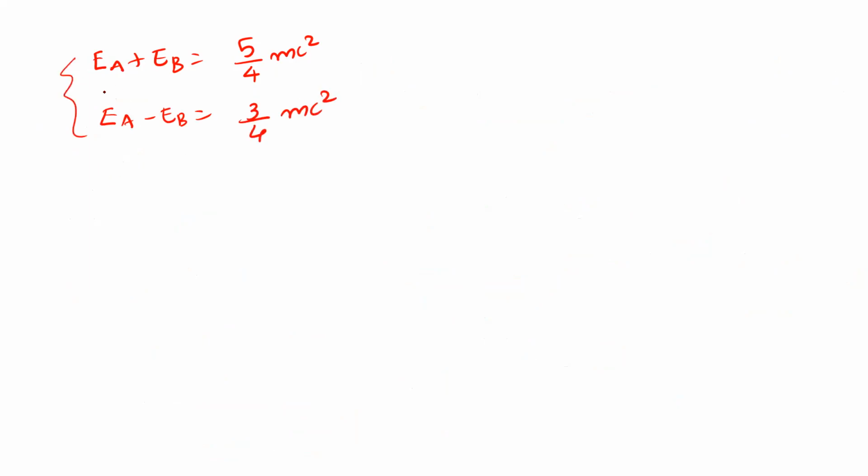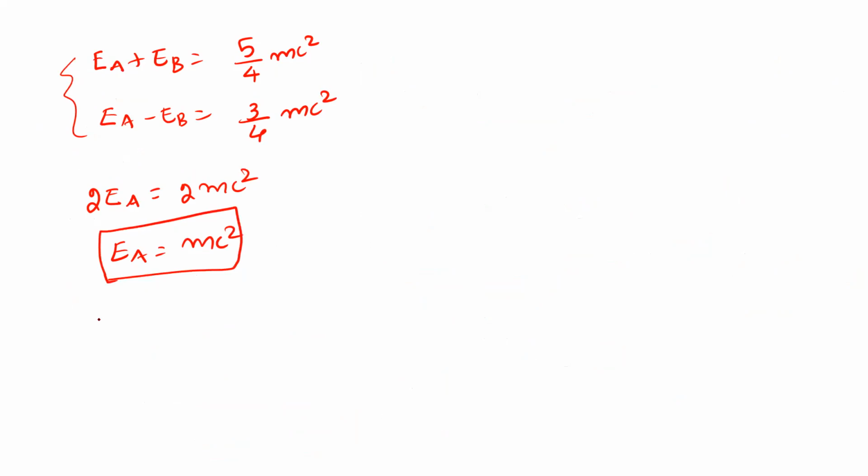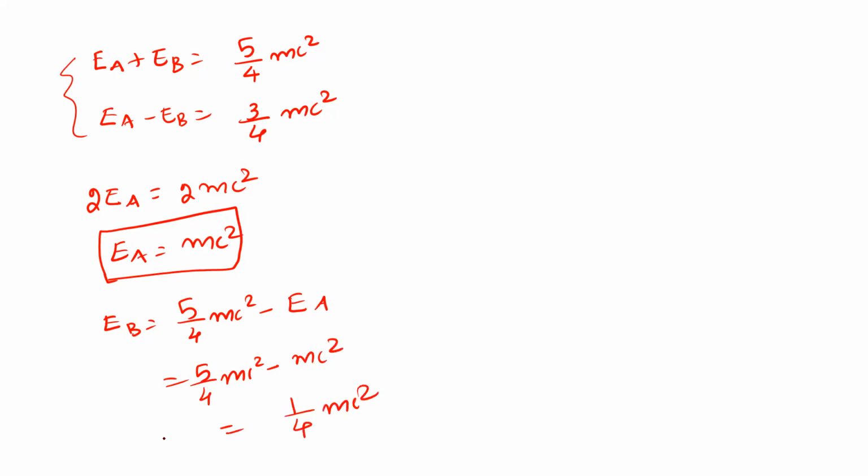Okay, now we have got two unknowns and two equations. We just solve this. For example, you can add these two, and you see that 2EA is equal to 8. So this is 5 plus 3 is 8. 8 by 4, 2 MC square. Or EA is simply equal to MC square. Okay, that's the energy of one photon. What's the energy of the other photon? We just use the energy conservation because we know that EB is equal to 5 by 4 MC square minus EA. So that's equal to 5 by 4 MC square minus MC square. So that's equal to 1 by 4 MC square. That is EB. Okay, so that's how you find that.